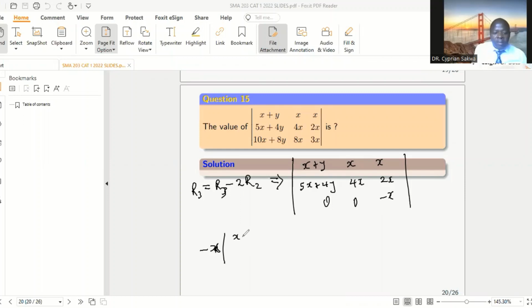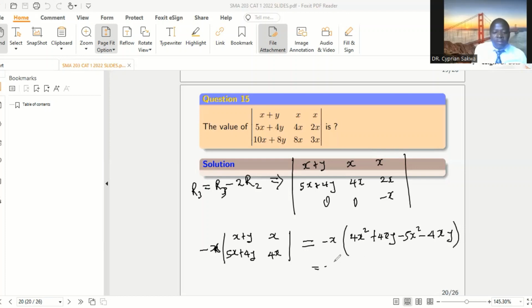It is x plus y, x, then 5x plus 4y, and this is 4x. So I delete the row and the column. So what do I get here? This is the same as negative x into what? Multiply this, you have 4x squared plus 4xy minus 5x squared minus 4xy.